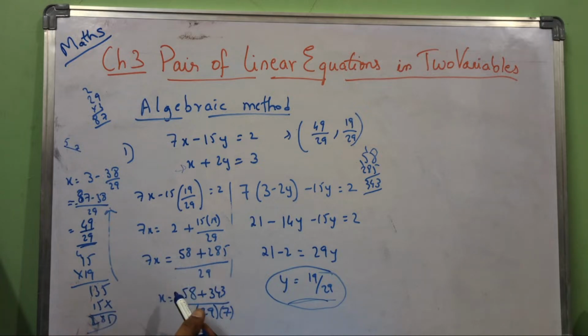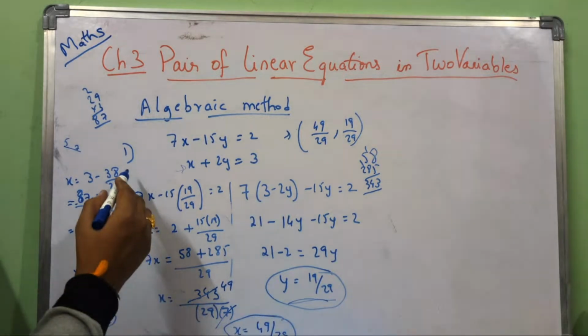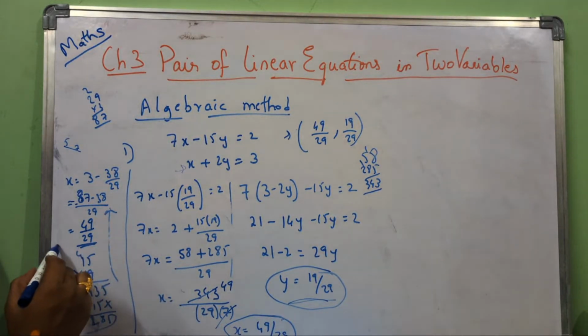So 285 is already added here. This becomes 343. If we divide it by 7, 7 times 49 gives 343. So now I also got the same value, the x value is 49 by 29. Using the first equation also, I got the same answer, 49 by 29.